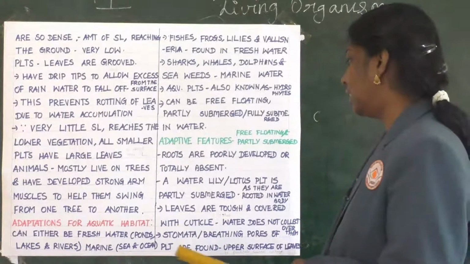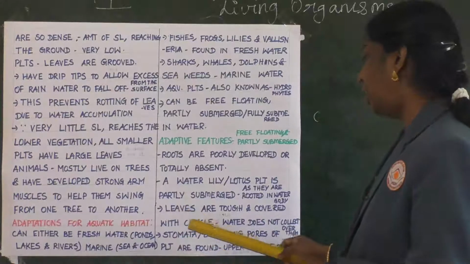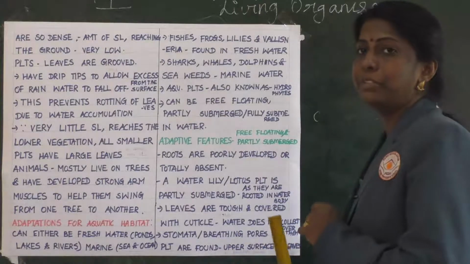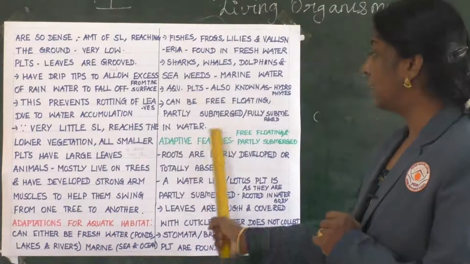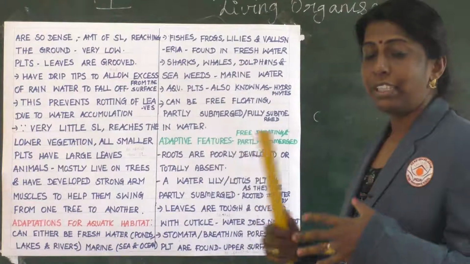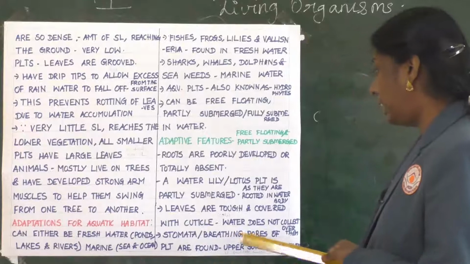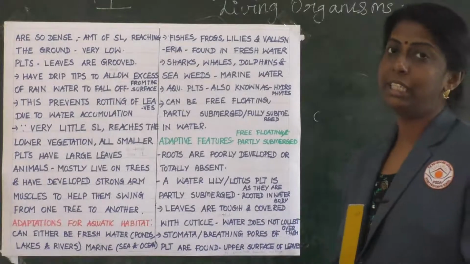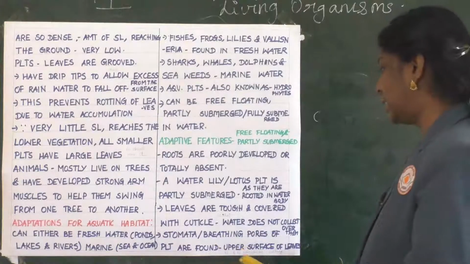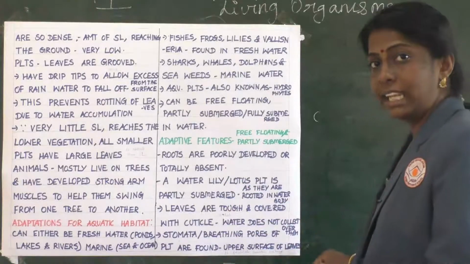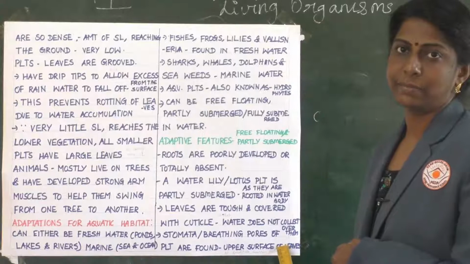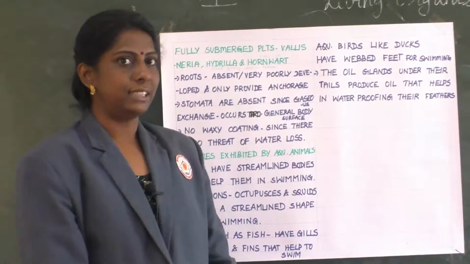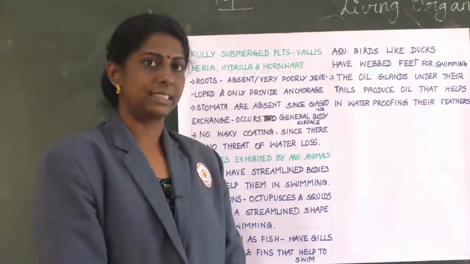Isn't it? Yes. Then the stomata, or the breathing pores of the plant, are found in the upper surface of the leaves in aquatic plants, so that it helps to facilitate gaseous exchange. Clear? Yes. Yes children. Now let us learn about the adaptive features of fully submerged plants.